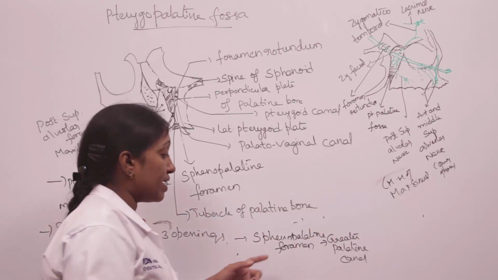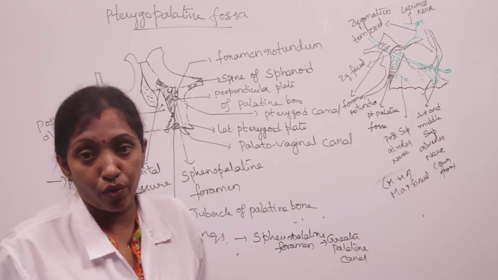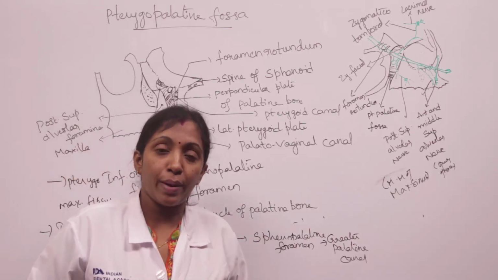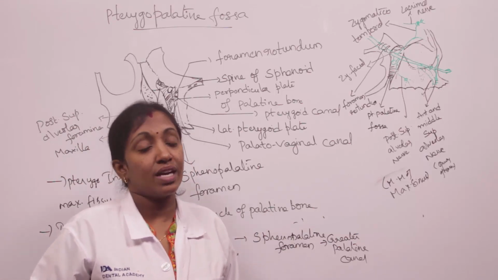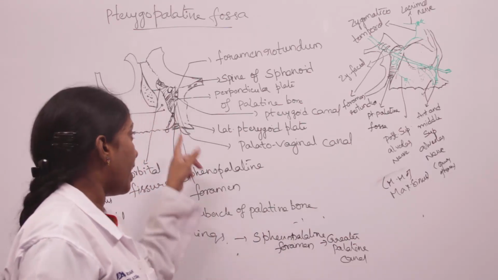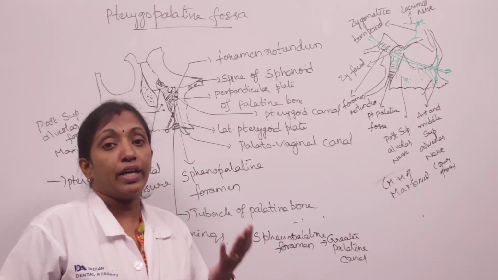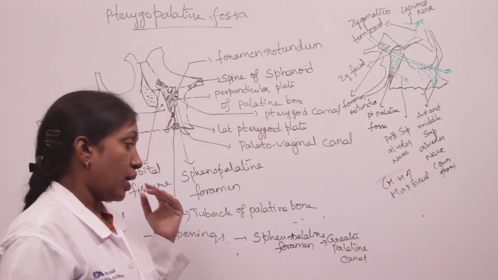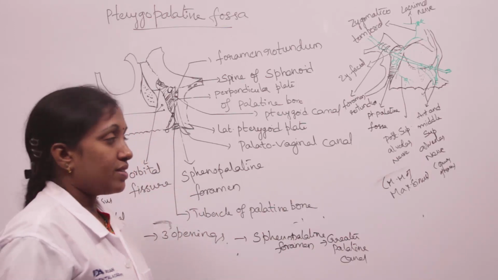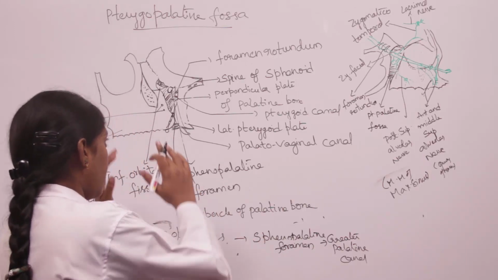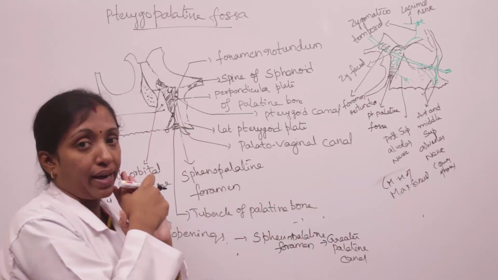Okay, and one more opening is the sphenopalatine foramen situated in the medial wall of the pterygopalatine fossa. So the sphenopalatine foramen allows the sphenopalatine nerves and vessels. Another one is the greater palatine canal situated at the apex. Through the greater palatine canal, the greater palatine nerves and vessels pass. So these are the openings related to the pterygopalatine fossa.